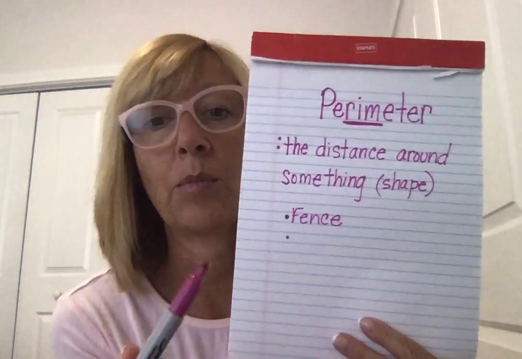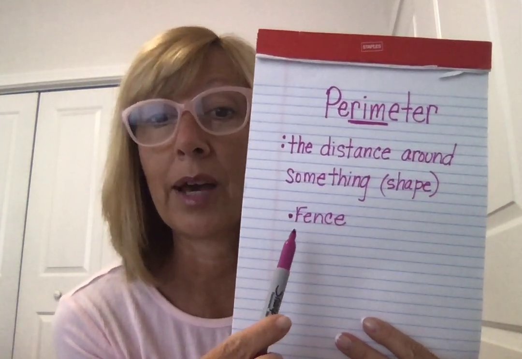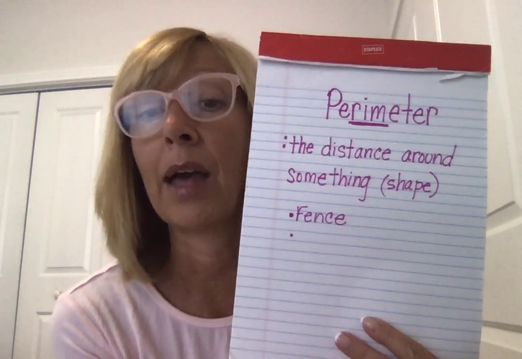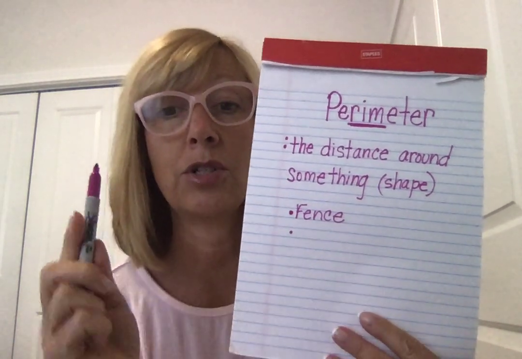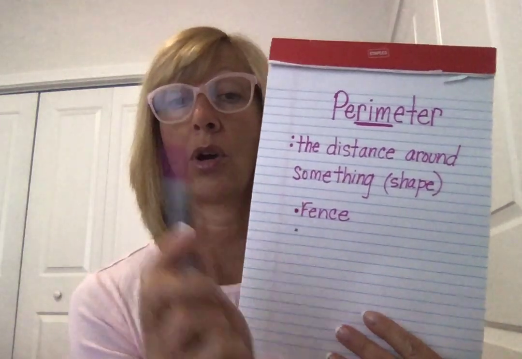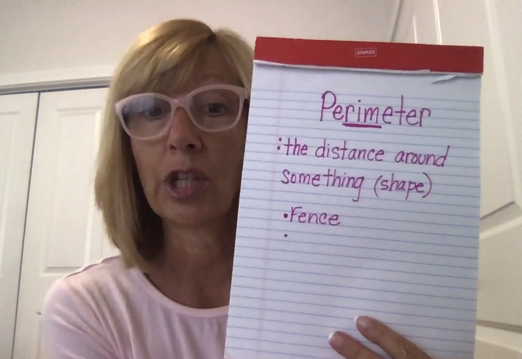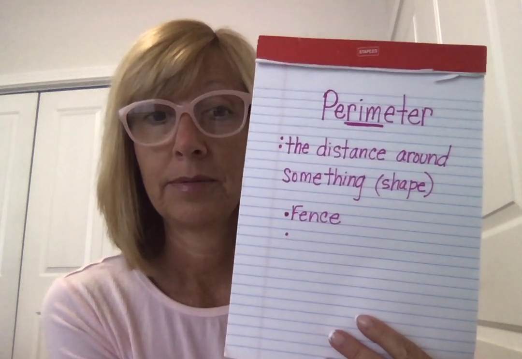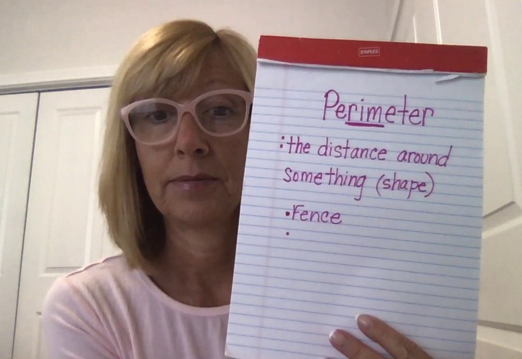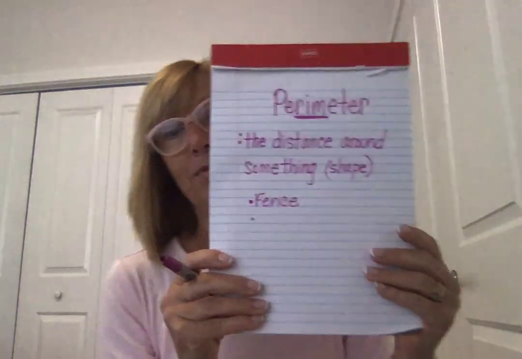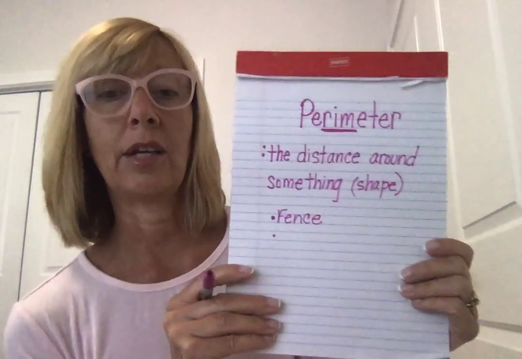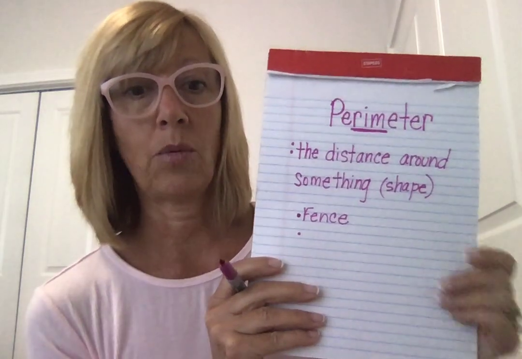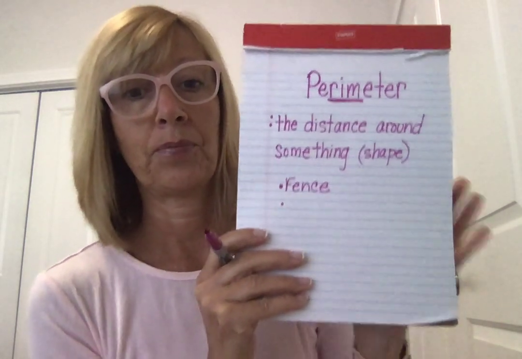And a great example of when in real life you would need to know the perimeter of something is when you're talking about buying a fence for your yard. You need to know the distance around your whole yard to know how much fence you're going to need. So you're going to have to measure. Okay, so these are your notes that you're writing in your math journal. So the distance around something is the perimeter.